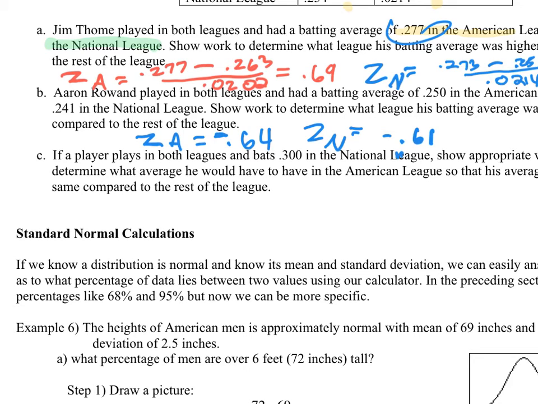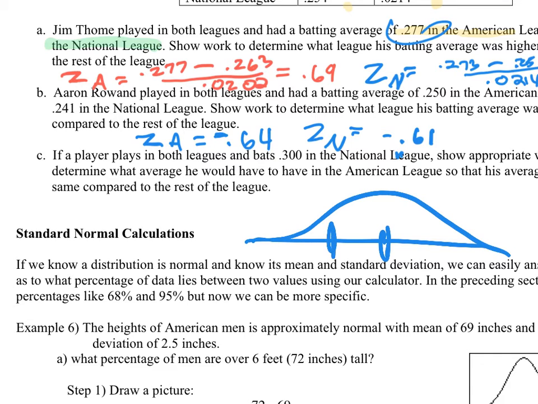So negative 0.64 is worse than negative 0.61. Look at it on the normal curve. Here Z is 0. Here Z is negative 1. So the American, he's at negative 0.64, and the National is at negative 0.61. So they're both more than halfway there. But because the American was farther left, he did worse in that league.